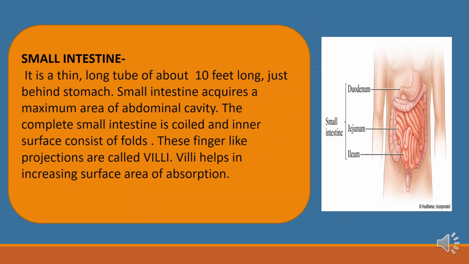Then small intestine. Small intestine is a thin, long tube, around 10 feet long, which is just behind the stomach, okay. And it occupies maximum area of the abdominal cavity, but it is in the coiled form. Okay, it is in the folded form, and these finger-like projections are called villi. Villi help in increasing the surface area of absorption of digested food.